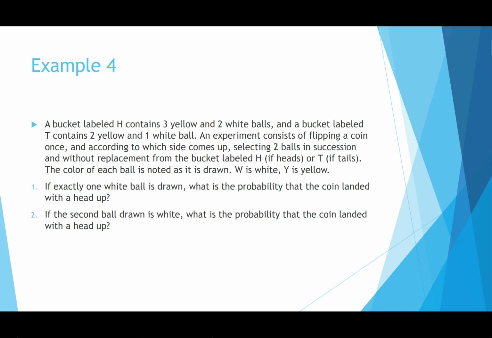So there are 2 buckets, one labeled H, one labeled T. We're going to choose 2 balls from each bucket at random, one ball right after the other without putting it back in the bucket. You can read the problem, but I'm explaining what it says. In the H bucket, there are yellow and white balls. So my first choice, I'll either choose a yellow or a white ball.